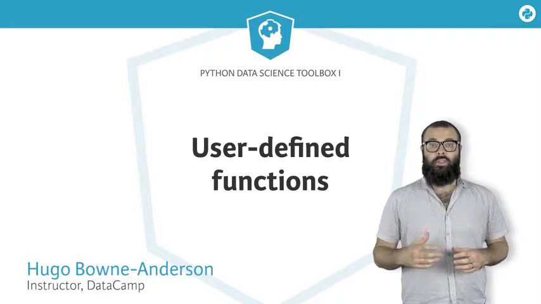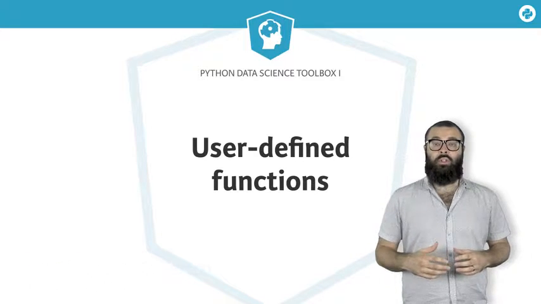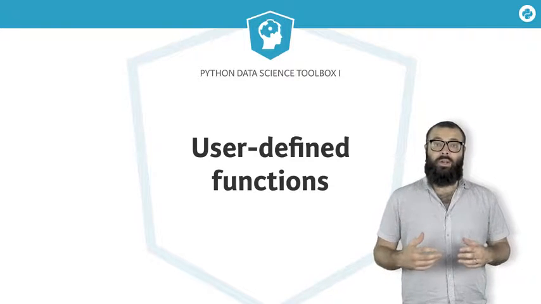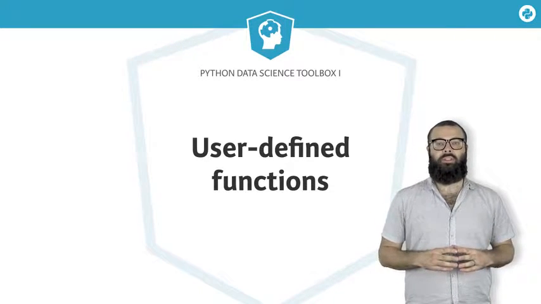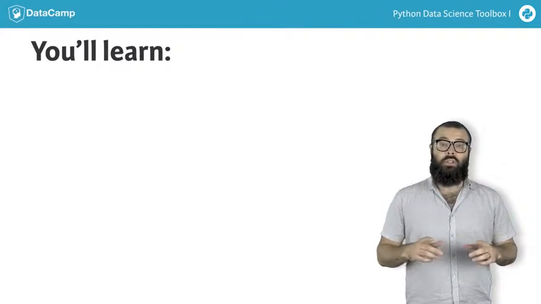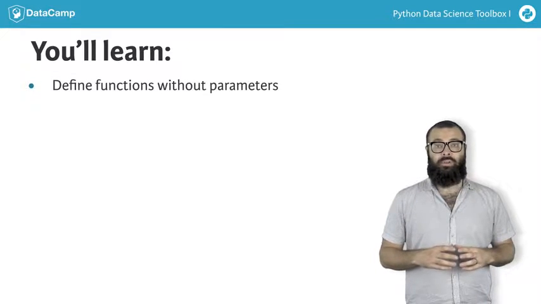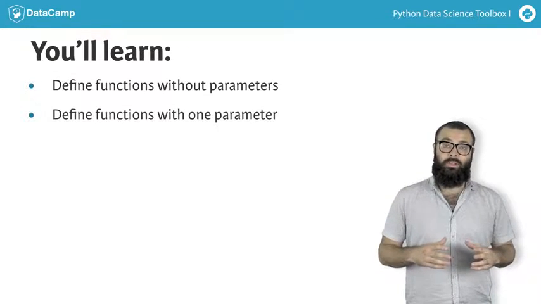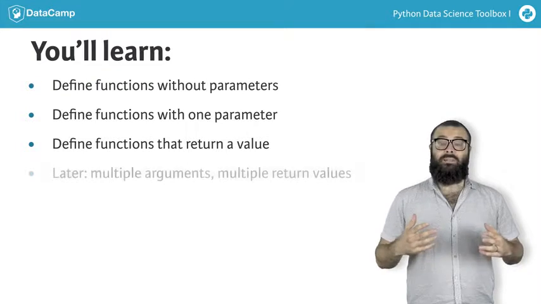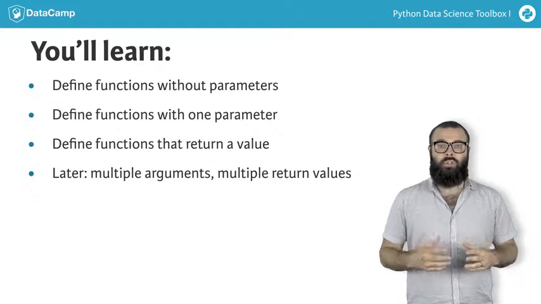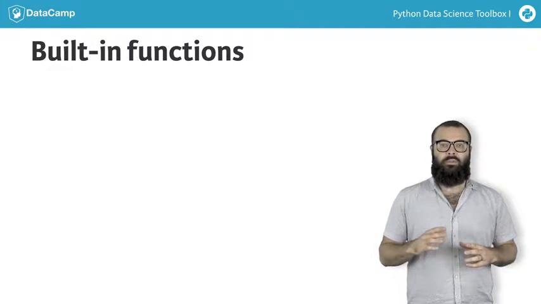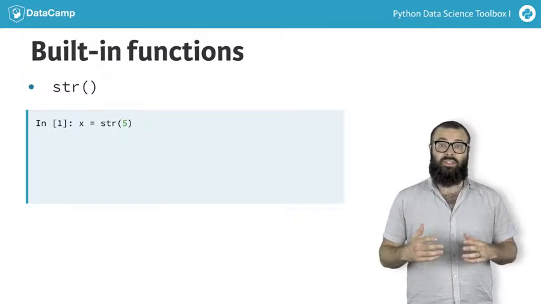In this course, the first of the Python Data Science Toolbox courses, you'll learn to write your very own functions, and you'll have the opportunity to apply these newfound skills to questions that commonly arise in data science contexts. Specifically, in this video and in the interactive exercises that follow it, you will learn to do the following: define functions without parameters, define functions with single parameters, and define functions that return a single value. In the next section, you'll learn how to pass multiple arguments to functions, as well as return multiple values from them.